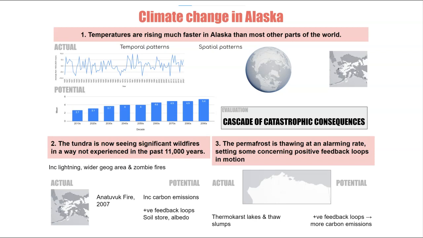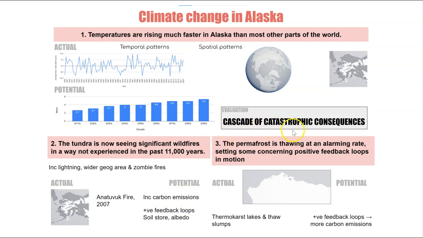So our evaluation, as a result of the temperatures rising faster, is going to lead to a cascade of catastrophic consequences. We're going to take a look at two of those. The second box in red here is the tundra is now seeing significant wildfires in a way not experienced in the past 11,000 years. We're going to take a look at the increased lightning, the wider geographical area that it covers, and what are known as zombie fires. We'll take a look at one particularly graphic example of that, a Tuvok fire in 2007, and then looking ahead into the potential. What's the impact going to be as this trend continues?